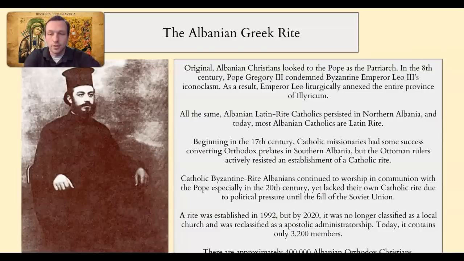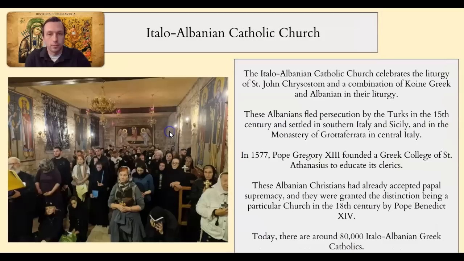Beginning in the 17th century, Catholic missionaries had some success converting Orthodox prelates in southern Albania, but the Ottoman rulers actively resisted an establishment of a Catholic rite. Catholic Byzantine Rite Albanians continued to worship in communion with the Pope, especially in the 20th century, yet they lacked their own Catholic rite due to political pressure until the fall of the Soviet Union. A rite was established in 1992, but by 2020 it was no longer classified as a local church and was reclassified as an apostolic administratorship. Today, it contains only 3,200 members. In contrast, there are approximately 400,000 Albanian Orthodox Christians, but as we mentioned, most Albanian Christians are Catholic.